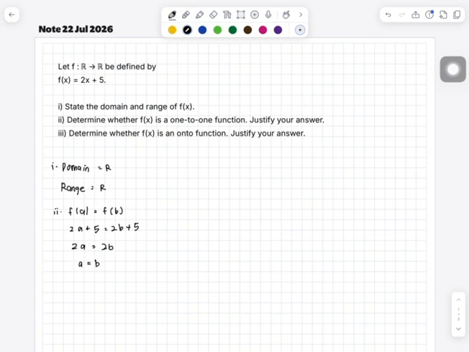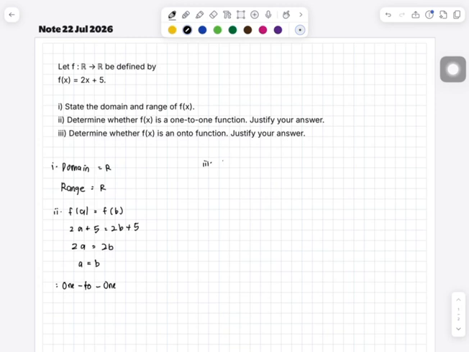Since f of A equals f of B implies A equals B, this function satisfies the definition of a one-to-one function. Next, let's determine whether the function is onto.